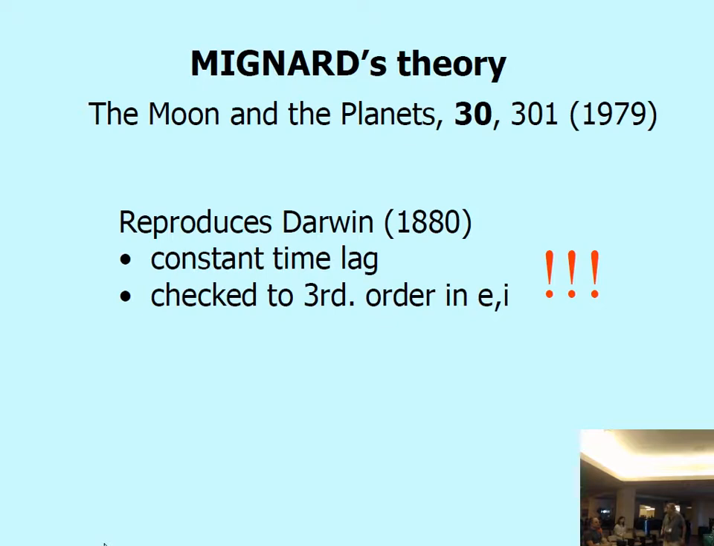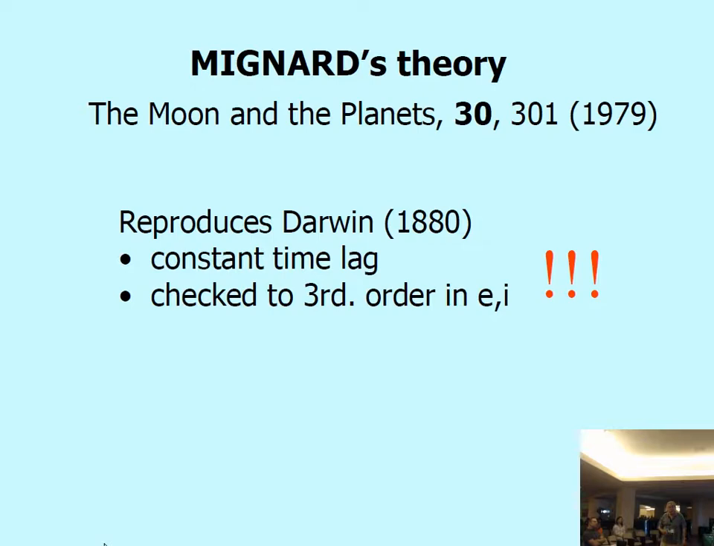What is interesting is that if you construct the equations of Mignard, expand them, and compare with the equations given by Darwin, in the case of constant time lag, meaning lags proportional to frequencies, even to the third order in eccentricity and inclination, the equations are exactly the same. So Mignard's force reproduces correctly the Darwin theory for the case of lags proportional to frequency.